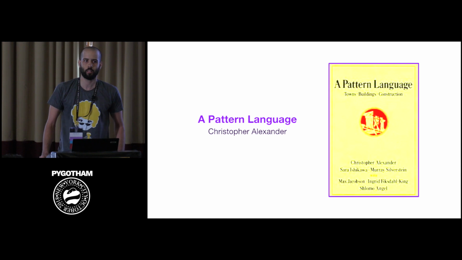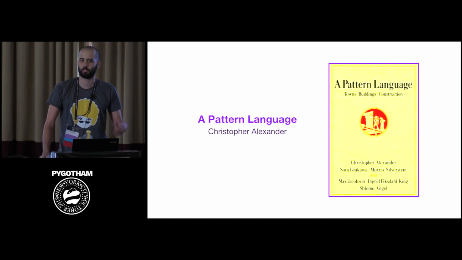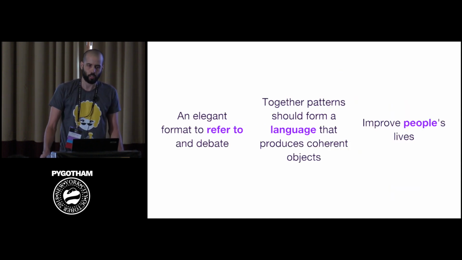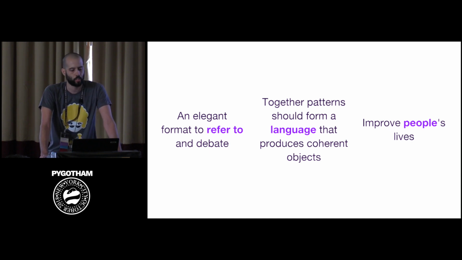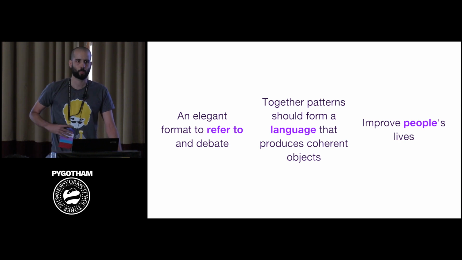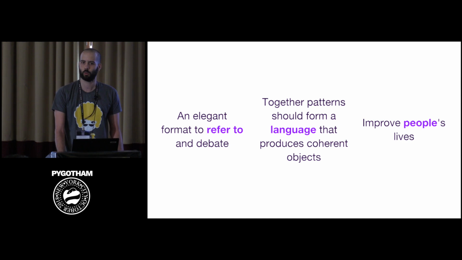All right, so this talk is going to be about design patterns. But before starting about code, I want to talk a little bit about architecture, like actual architecture, buildings, rooms, that kind of stuff. There is this book called A Pattern Language from Christopher Alexander, which built the basis for what we now know in software as design patterns. In this book, he had 3 main goals. The first one was to create a framework where he could have an elegant format to refer to and debate. He wanted his patterns to form a language that produces coherent objects. And the last thing he wanted was to improve people's lives, right? So these are the 3 main goals for the framework he created.